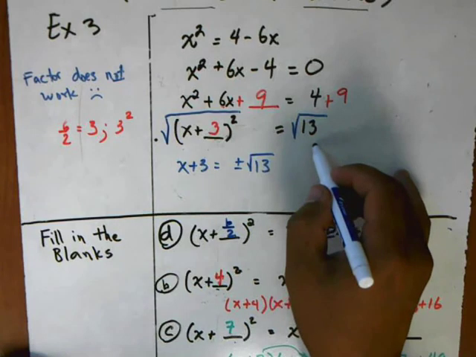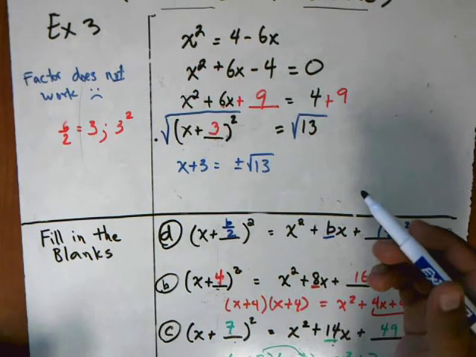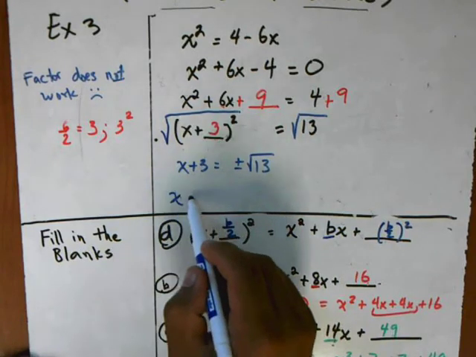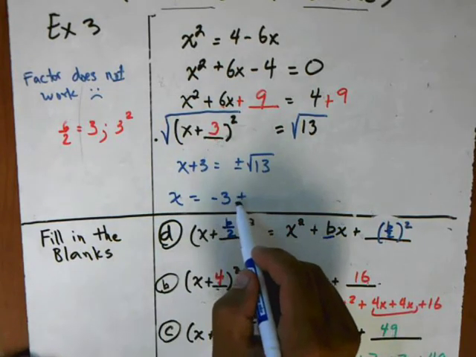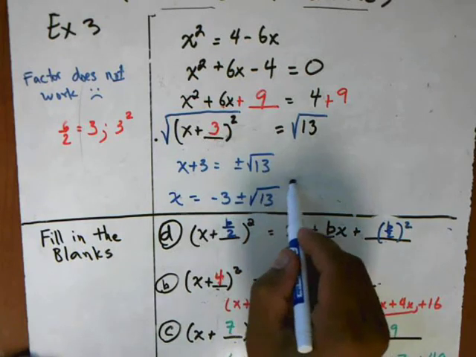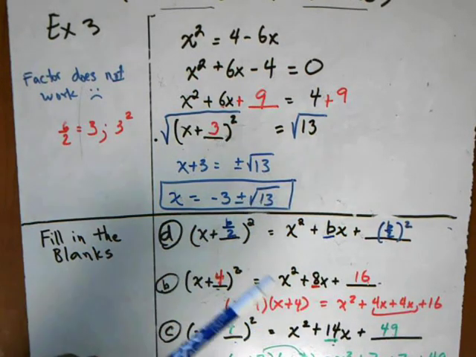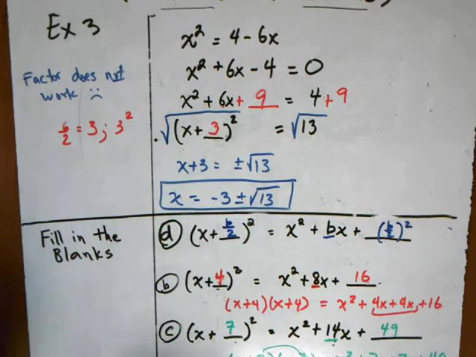Keep in mind that there's two solutions to this: positive square root of 13 and negative square root of 13. Then you can subtract 3 from both sides, and you get x equals negative 3 plus or minus the square root of 13. And that will be your answer. This is a perfect answer. It is simplified as far as it can possibly be. Now, sometimes if you're asked to round, you might have to type this into a calculator and get two different answers: negative 3 plus square root of 13, and then negative 3 minus square root of 13. But this is the best, most simplified exact answer.